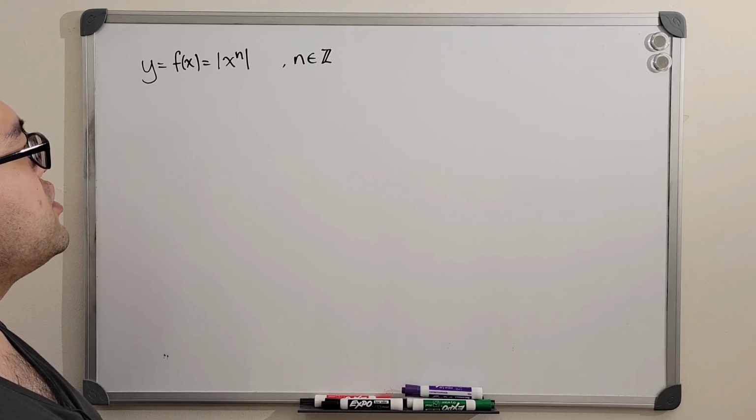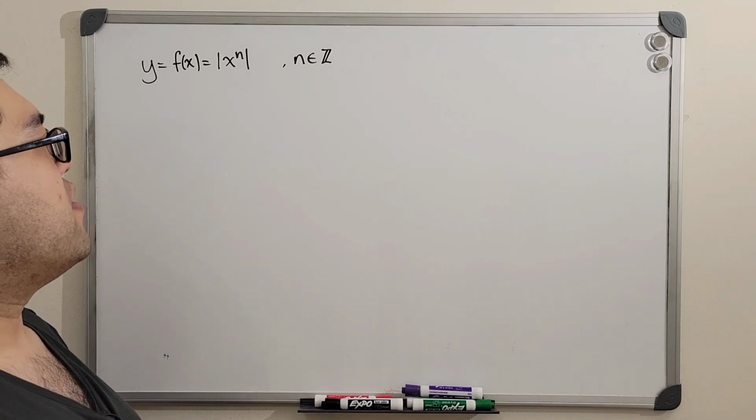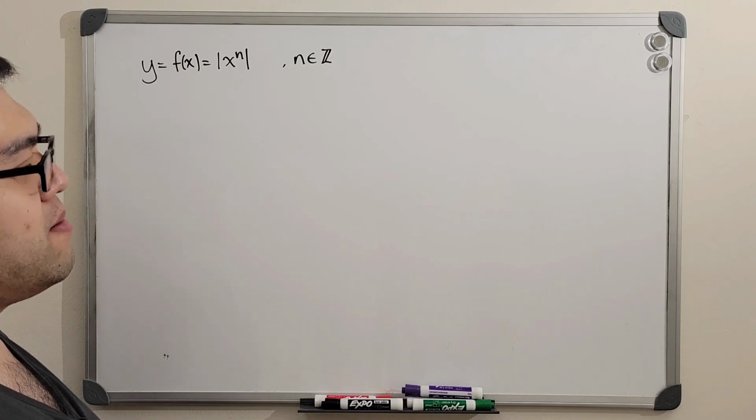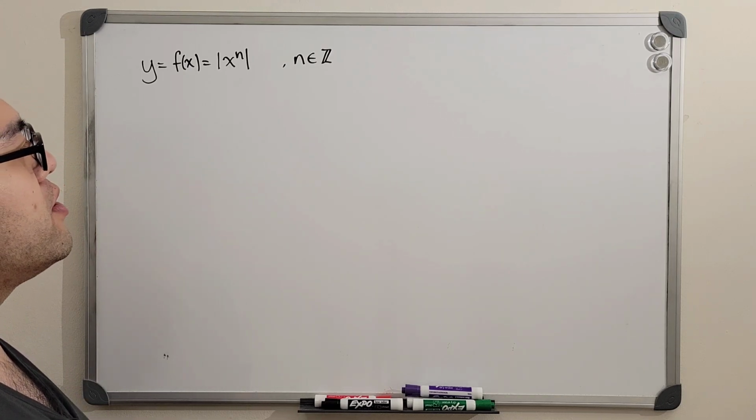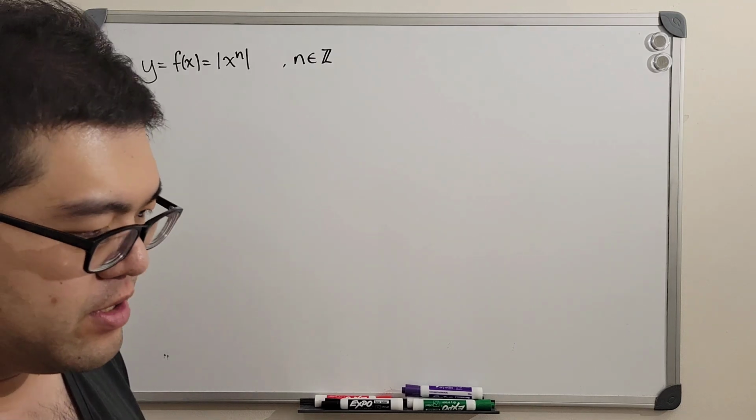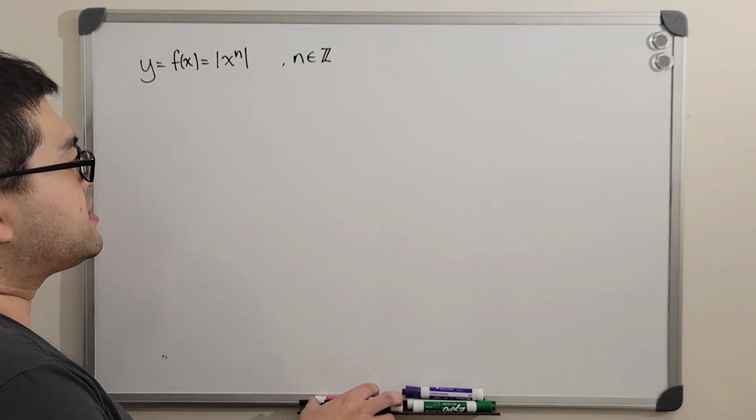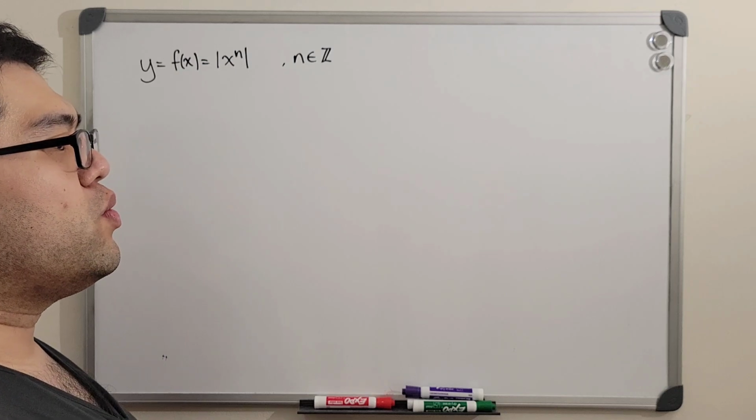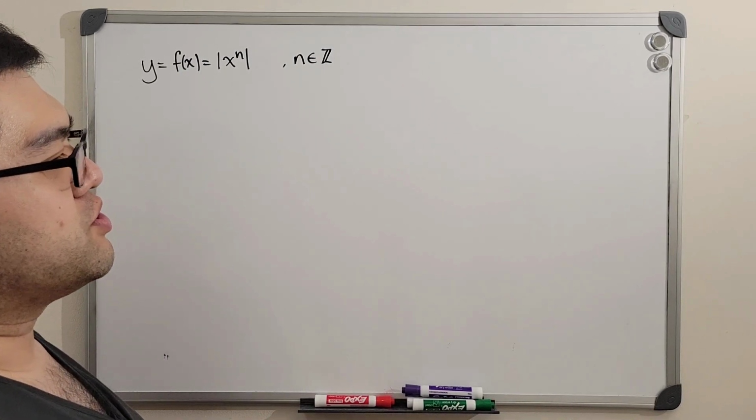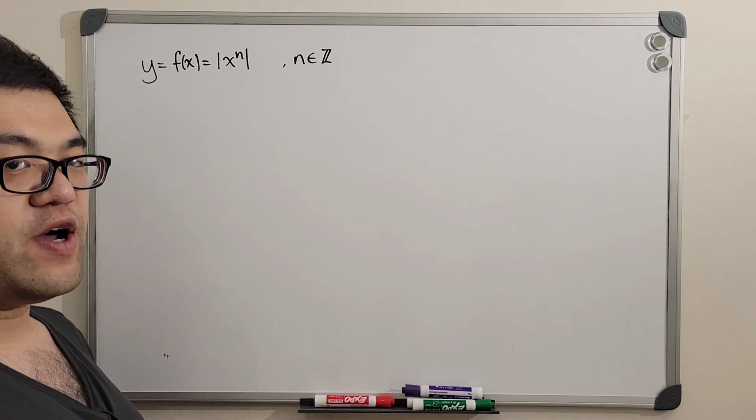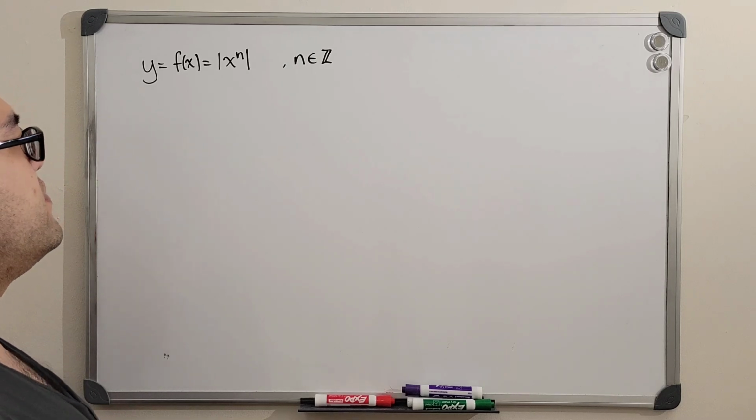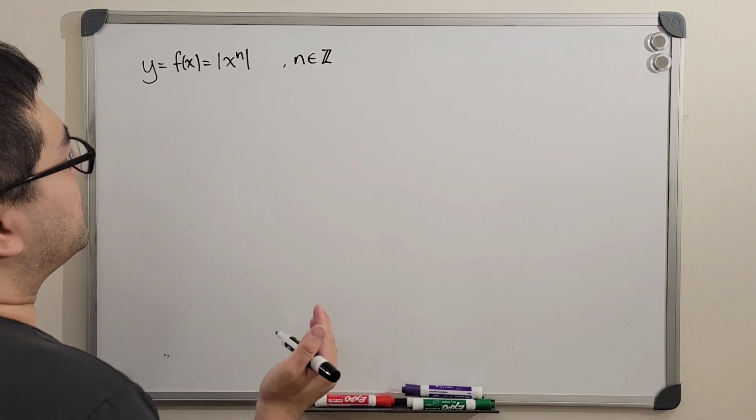So we actually have the function y equals f of x, which is equal to the absolute value of x to the n power, where n is any integer. So you might ask, well, what happens when both n and x are equal to 0? Would then that be undefined? You're kind of right, but also we can actually think of it this way.